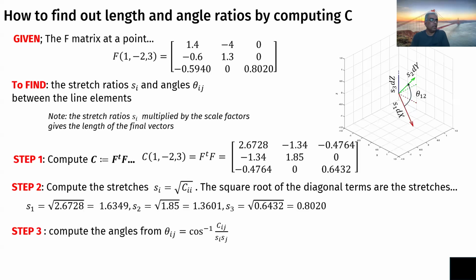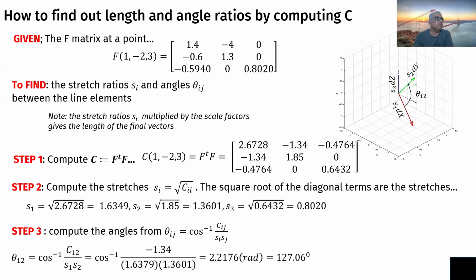How about angle changes? What we do is compute the angles from theta ij equals cos inverse of Cij divided by Si Sj. So you look at the off-diagonal terms divided by the corresponding stretches, and you'll get the cosine of the angle. What I mean by that is, if I want to find the angle between the red and green arrows, that is theta 12, cos inverse of C12 divided by S1 S2, which is cos inverse of minus 1.34 divided by 1.6349 times 1.3601. It's about 2.2 radians, 127 degrees. Can you see it got opened out?